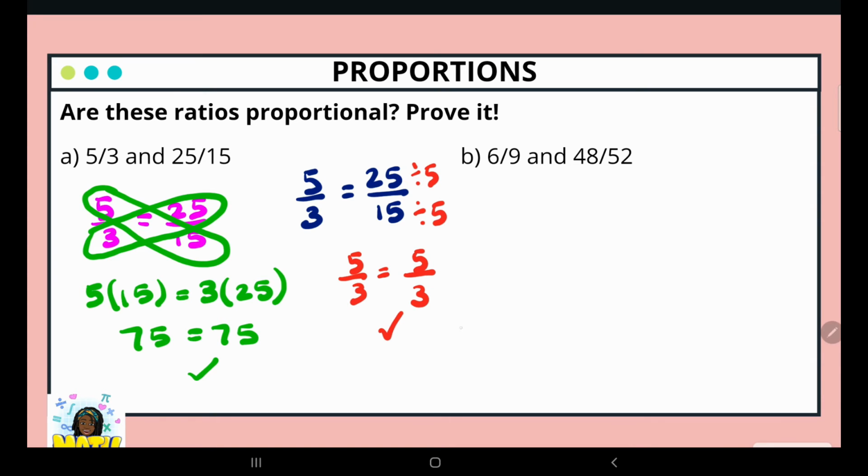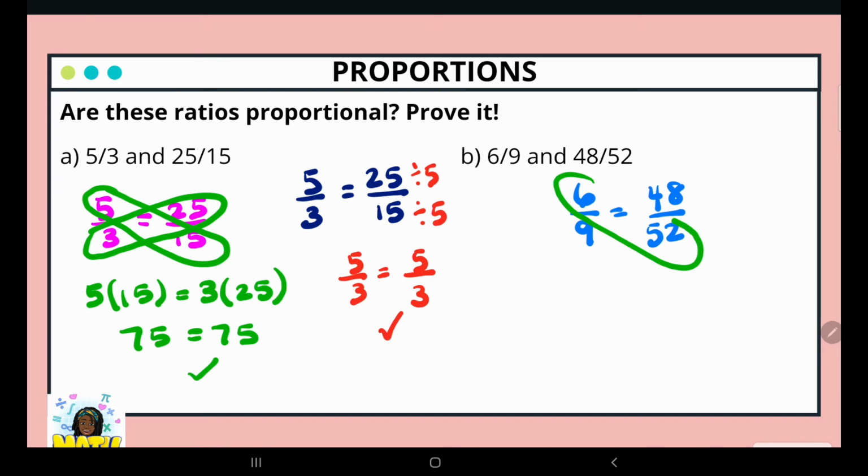So here we have equivalent fractions, and that confirms that these two ratios are indeed proportional. But in some instances, it's not that easy to simplify, and in those situations, cross multiplication is a proven method. Let's take a look at our next example. We have 6 over 9 is equal to 48 over 52. Here we have some big numbers, 48 and 52. If you wanted to try simplifying, you absolutely could. But let's try our cross product first, and then we can take a look at simplifying.